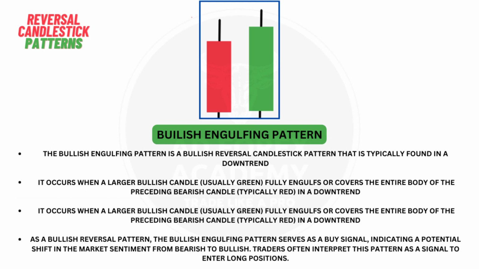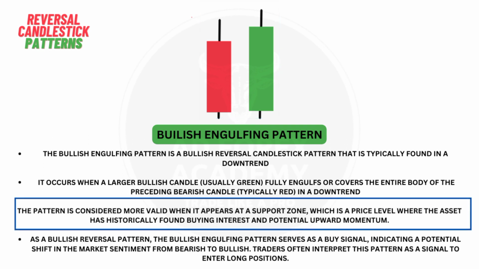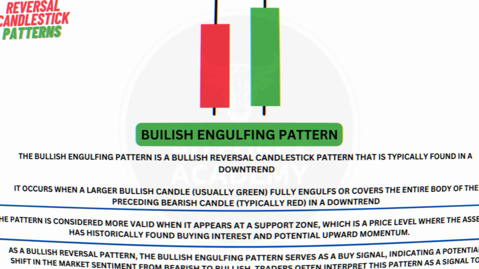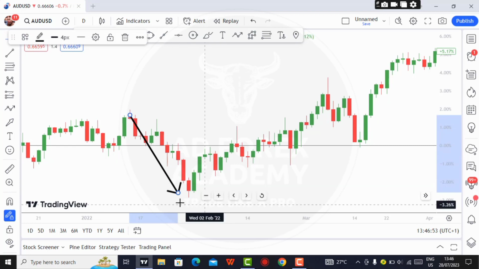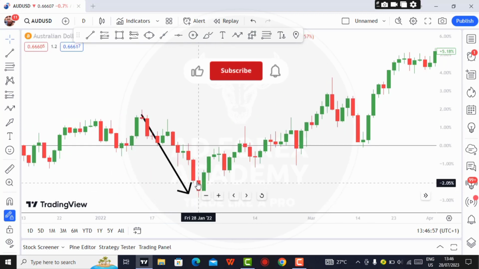It is important to note that this pattern is most valid when observed at a support zone, indicating a significant level of buying interest. When you find a bullish engulfing pattern in between charts or other locations, it may not carry the same significance. Now let's examine a real-life example of a bullish engulfing pattern. Imagine we had a clear downtrend from one swing high to another swing low. Following this downtrend, we encounter a red candle.